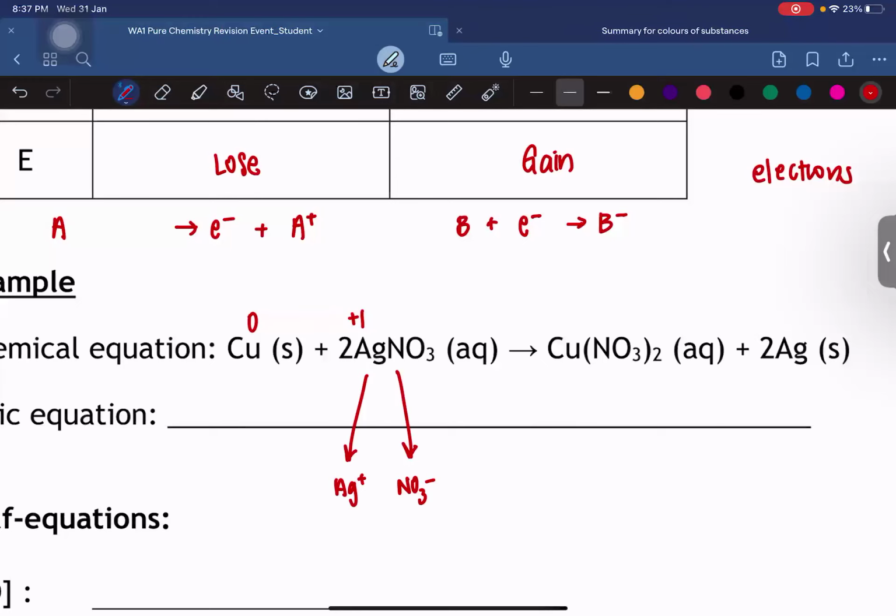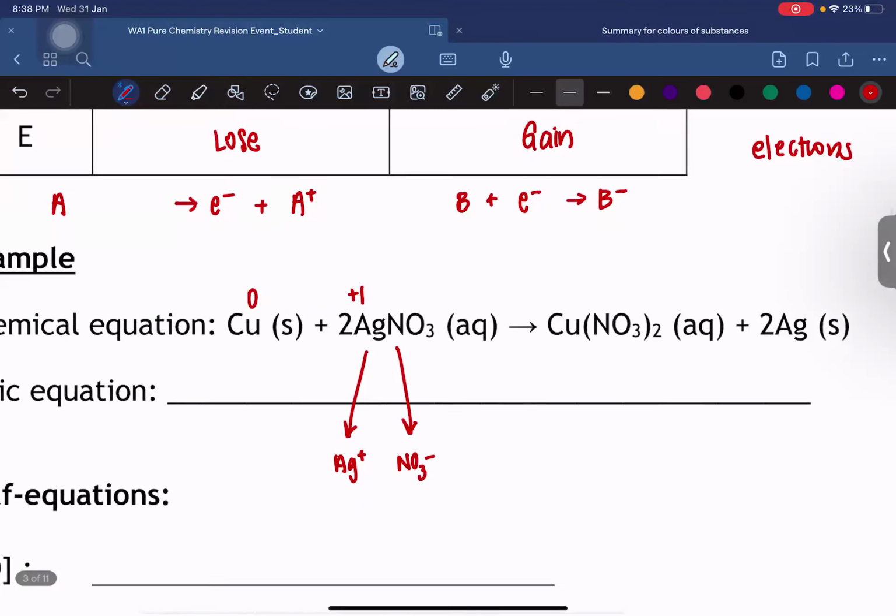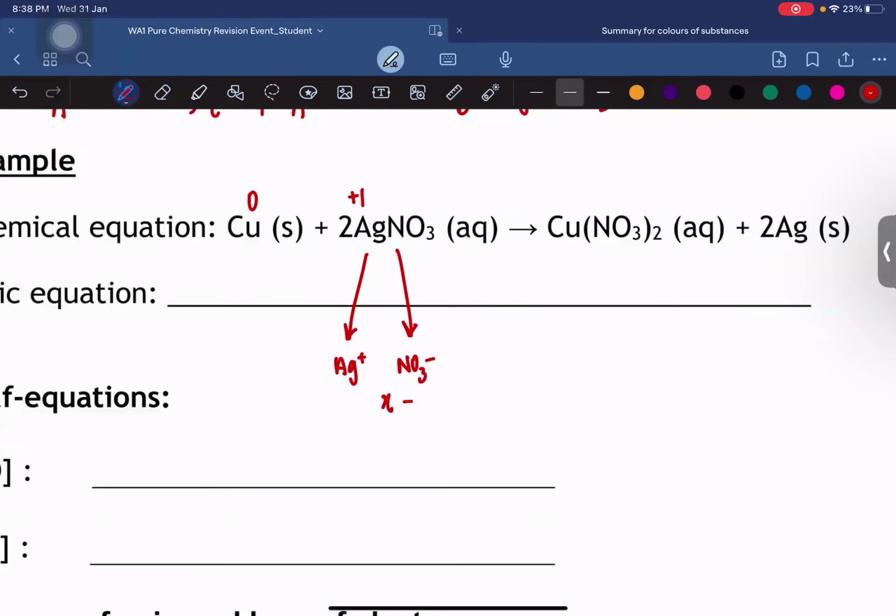Understand? Now for nitrogen, what's the oxidation state for nitrogen? Minus what? Minus one. What's the oxidation state for nitrogen? How do I calculate from here? I let nitrogen be X. What's the oxidation state for oxygen? Minus 2. This equals minus 1.